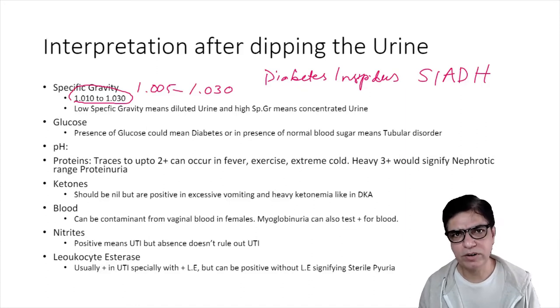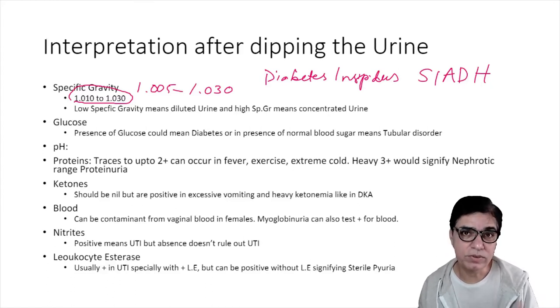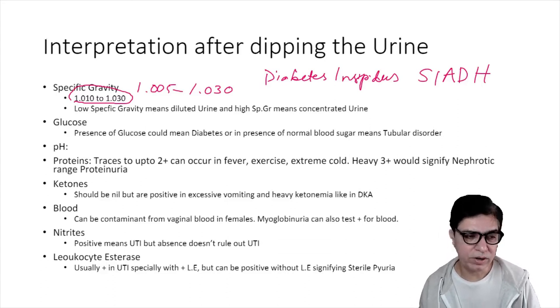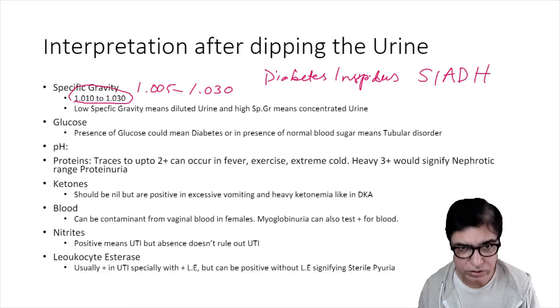So what happens? A lot of antidiuretic hormone, because it's antidiuresis. So it would conserve the fluid inside. So the child would not be making enough urine, and the urine would be very, very concentrated. So the specific gravity would rise. So these are the few things in which the specific gravity would either be low or high. Then the next thing that it checks for is the presence of glucose.